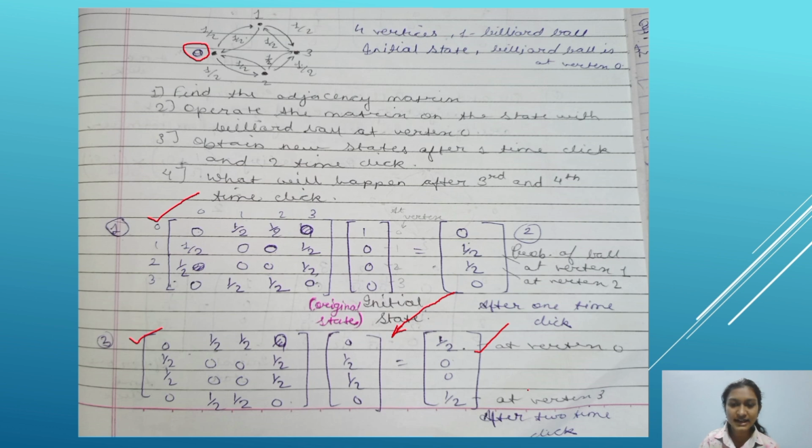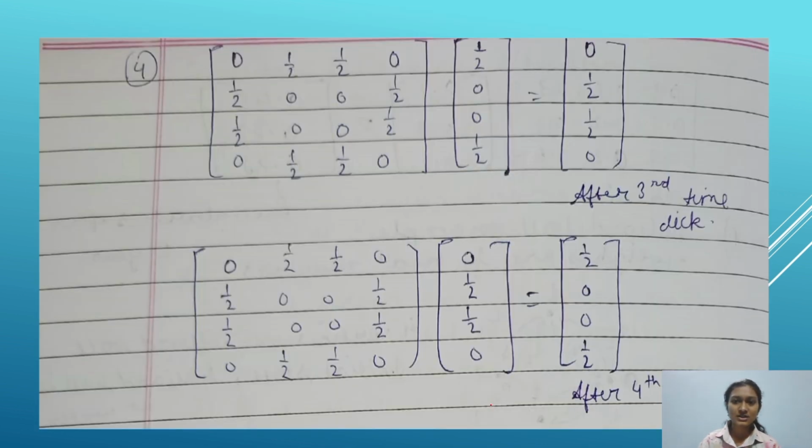So here we see that after 1 time click the ball is at positions 1 and 2, and after 2 time click the position of the billiard ball is at 0 and 3. Similarly, after 3 time click we get this, and after 4 time click we get this.